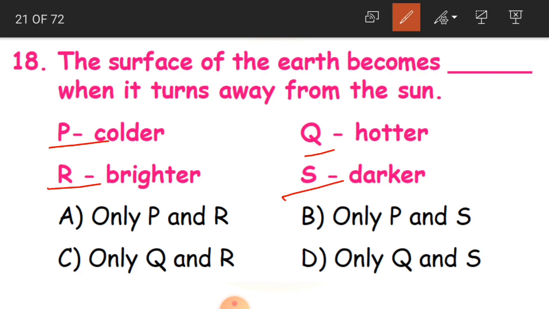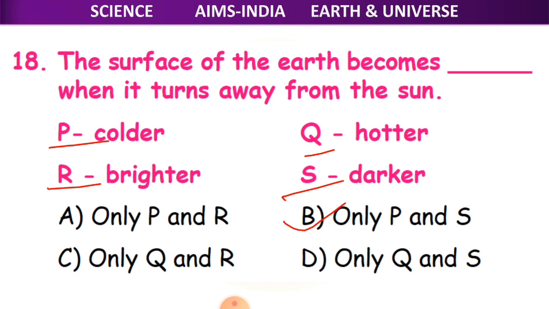B is only P and S, colder and darker. C is only Q and R, that is hotter and brighter. D is only Q and S, that is hotter and darker. So the answer is B option, children. P and S. So colder and darker. So when it is going to turn away from the sun, what happens? Sunlight is not going to be reflected on the earth. So it becomes dark and it also becomes cold. No? So like our winter season. Clear children? So B is the correct answer.